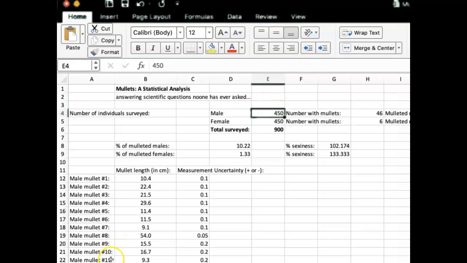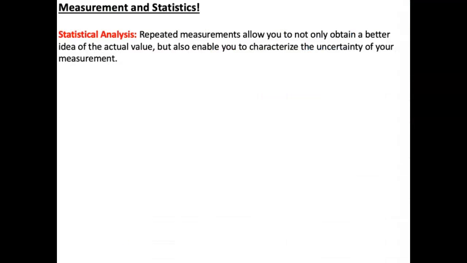So let's get back to our presentation. When you look at statistics, there's a whole bunch of different variables. We'll just talk about some of the most basic ones, the ones you need to understand the way that science is done. We've already talked a little bit about measurement uncertainty.